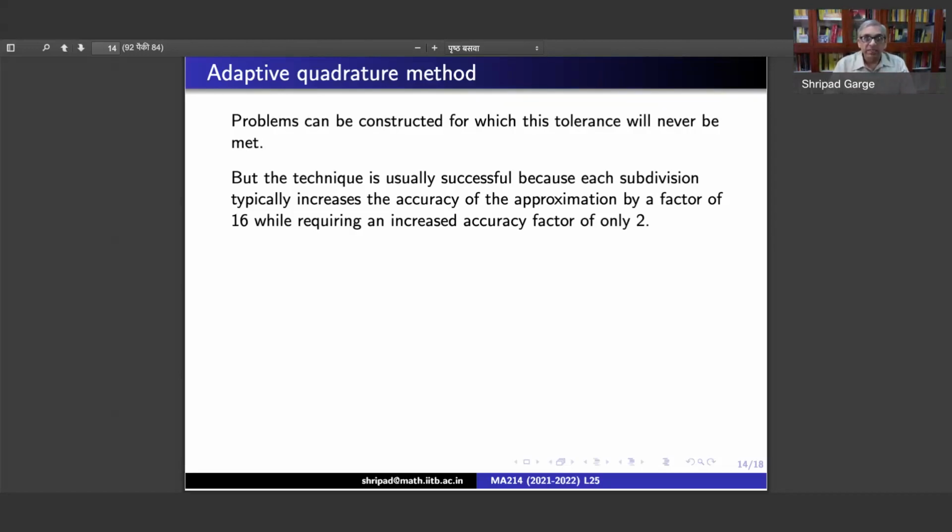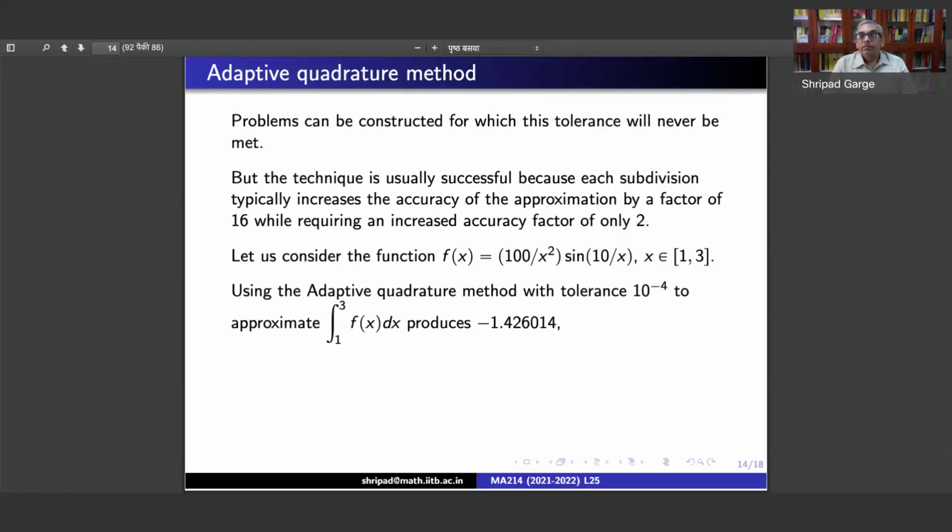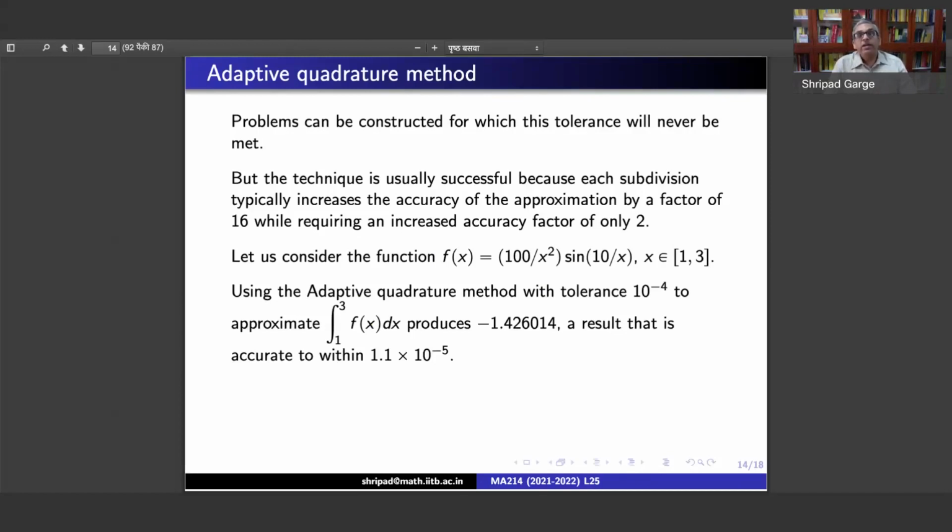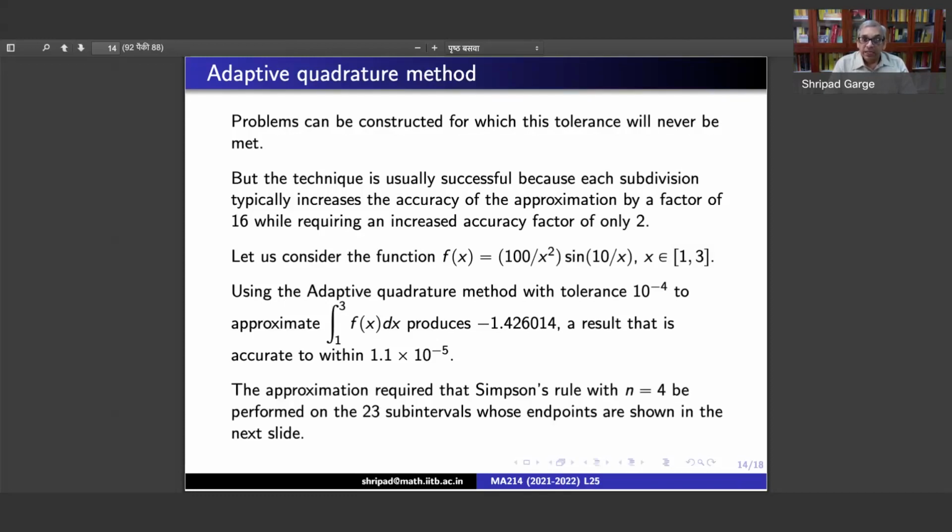So for instance, if I just give an example, if you were working with the function 100 upon x square sine 10 by x, where x is between 1 and 3, then using the adaptive quadrature method with a tolerance of 10 power minus 4 to approximate the integral from 1 to 3 of f(x) dx will give you the answer to be minus 1.426014, a result which is accurate to within 1.1 into 10 raised to minus 5. And how many nodes did we have to take? This required that Simpson's rule with n equal to 4 has to be performed on the 23 subintervals.